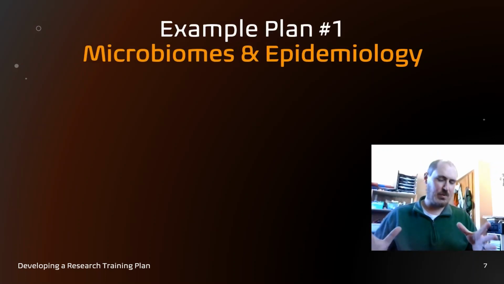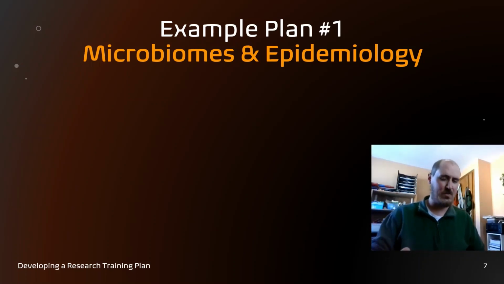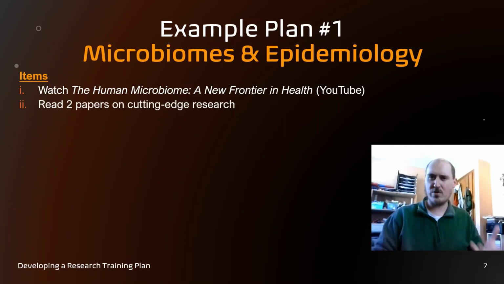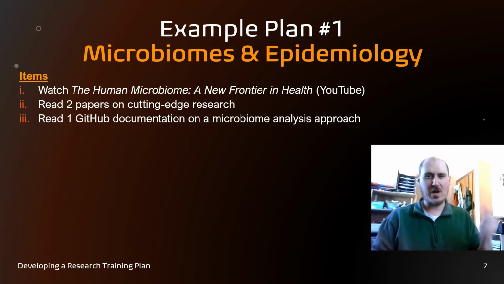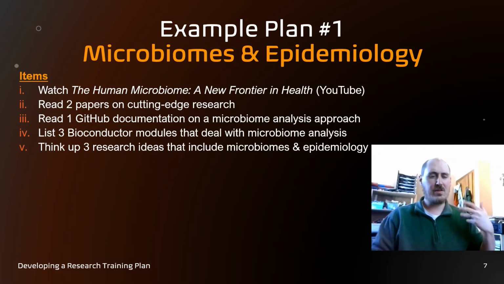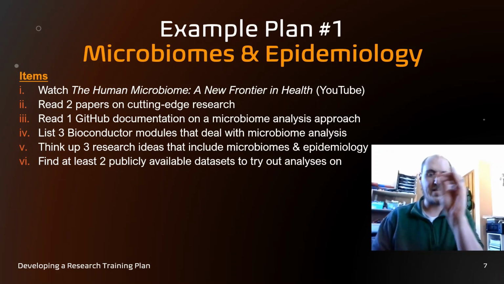So now that I've gone through this, let's take a look at some examples. So plan 1 here is more the topic area, the microbiomes and epidemiology. I'm interested in that. So here's a hypothetical plan I've put together. Items: start by watching the human microbiome on YouTube, then read 2 papers on cutting-edge research, read 1 GitHub documentation on our approach, find 3 Bioconductor modules, think up 3 research ideas about microbiomes and epidemiology, and then find at least 2 publicly available datasets to try analyses out on.